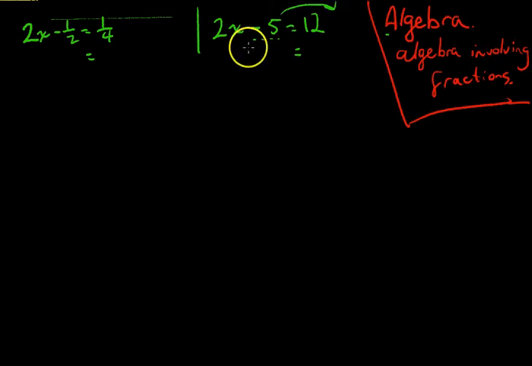Now, if you're going to solve a question like this, the first step would be to move that -5 from this side to that side. So it's going to be 2x equals 12. The -5 becomes +5.